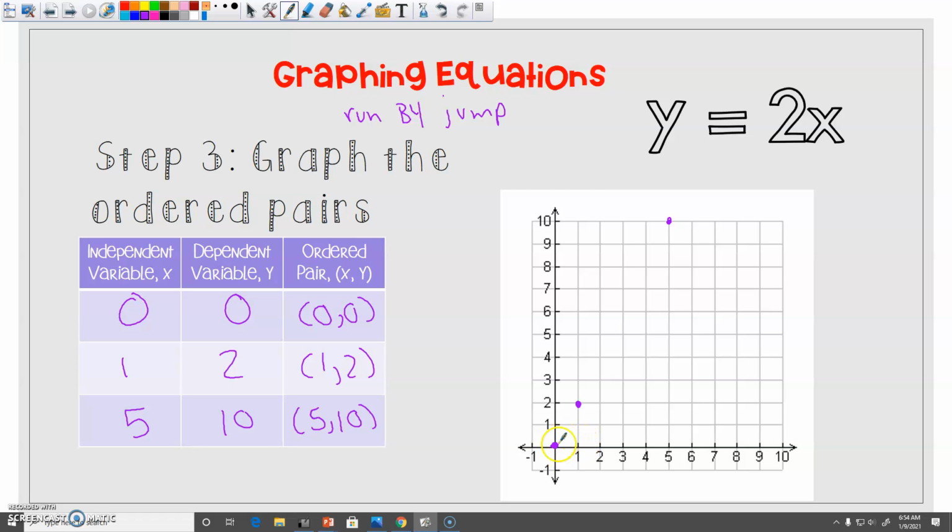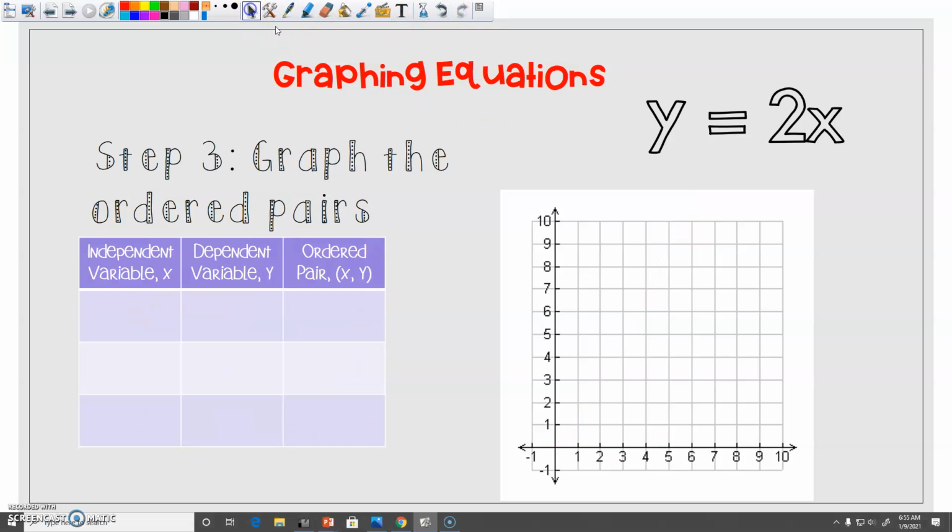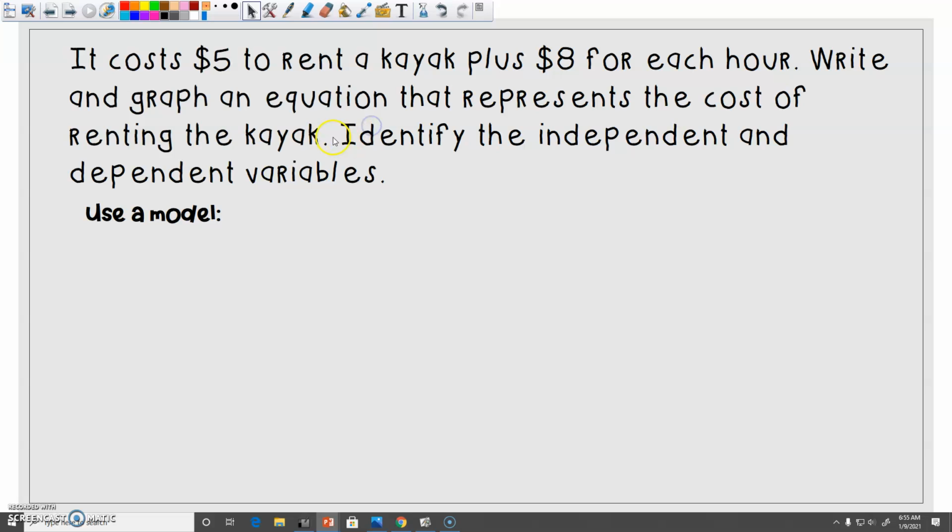So I'm going to try and draw a line through this. It's not going to be perfect, so I apologize for that. Oh dear, that was pretty bad. But you get the idea there. So we were able to graph that really quickly. Let's try another example. So get your highlighter ready.